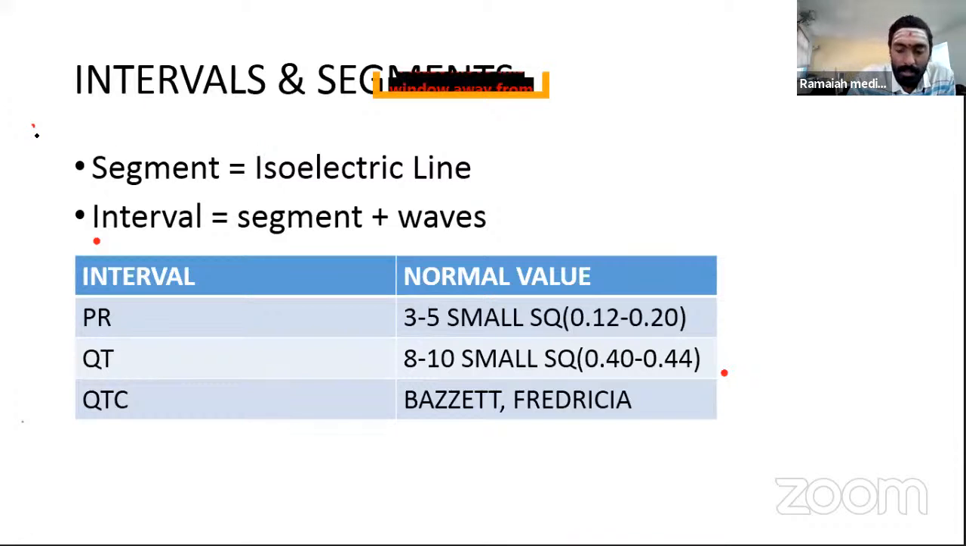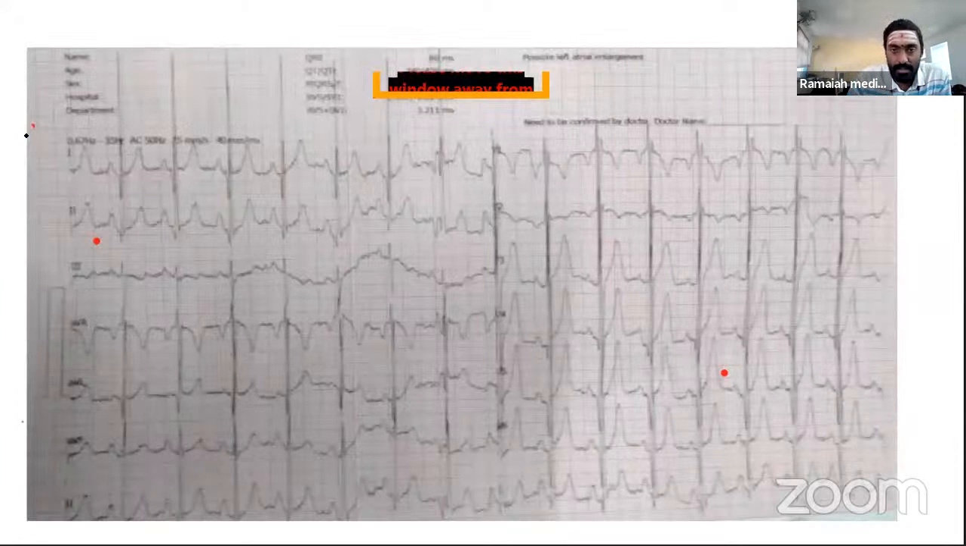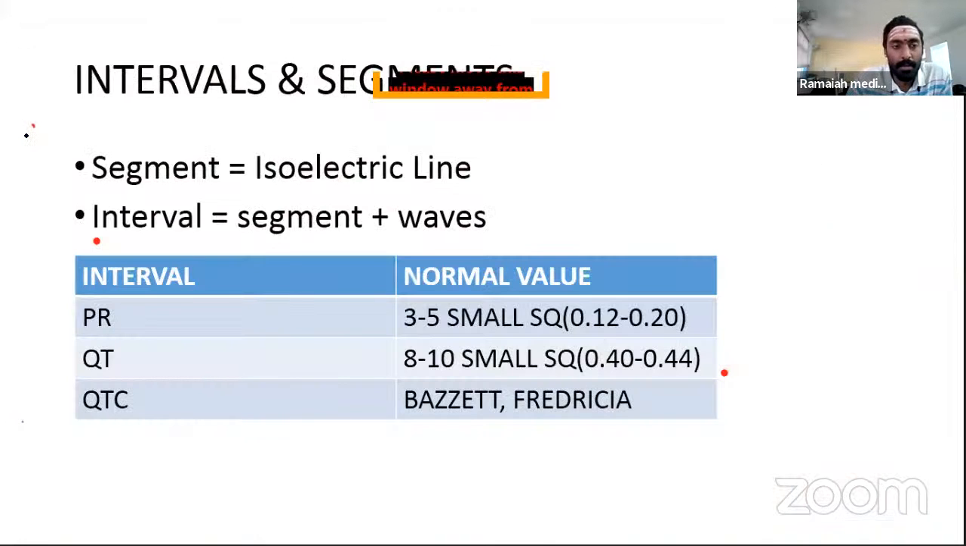So once we know what standardization is, we will start looking at the intervals and the segments. What is an interval? What is a segment? A segment is an isoelectric line on the ECG, whereas an interval has an isoelectric segment with a wave. So commonly and relevantly, what do we have? We have the PR interval, we have the QT interval, and the ST segment. These are the 3 things we look at.